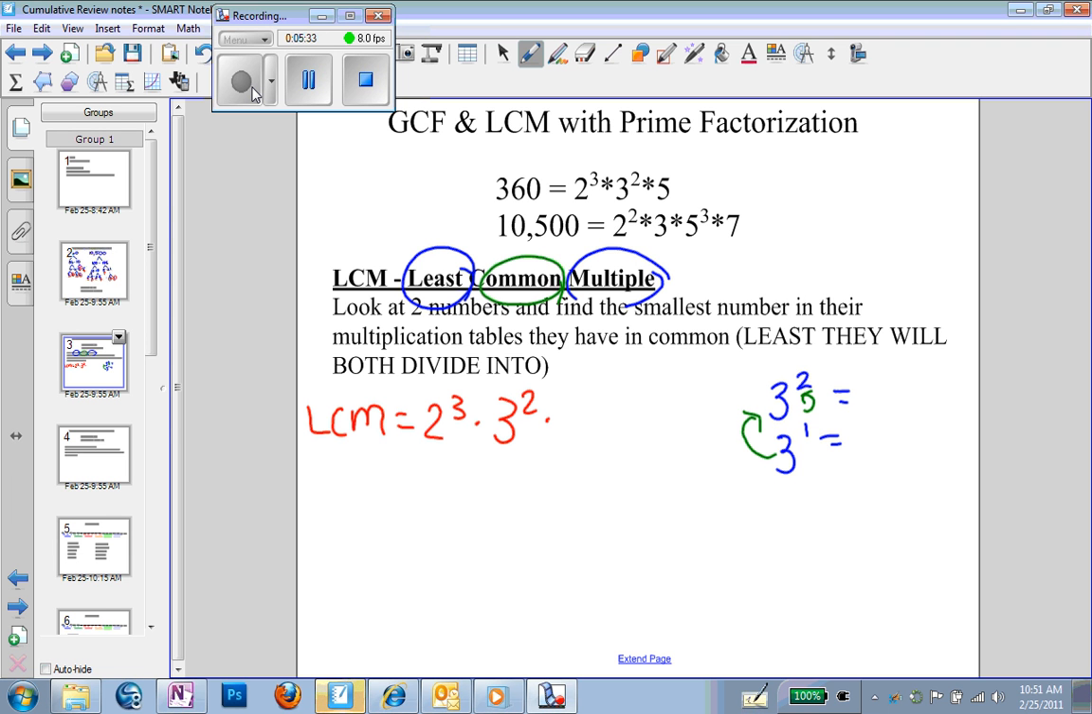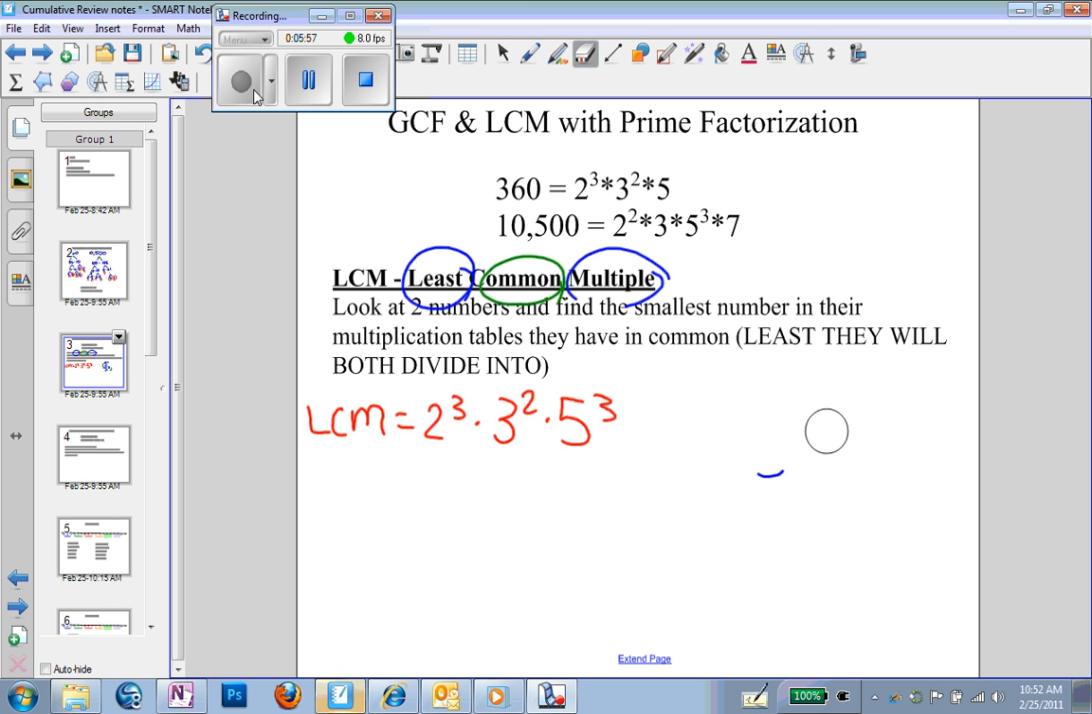So when we look at our 5s, we have 5 to the first and 5 to the third. 5 to the first will go into 5 to the third, and 5 to the third will go into itself. But we can't do it the other way around because 5 to the third doesn't go into 5 to the first. Okay? So therefore, we're going to keep 5 to the third.